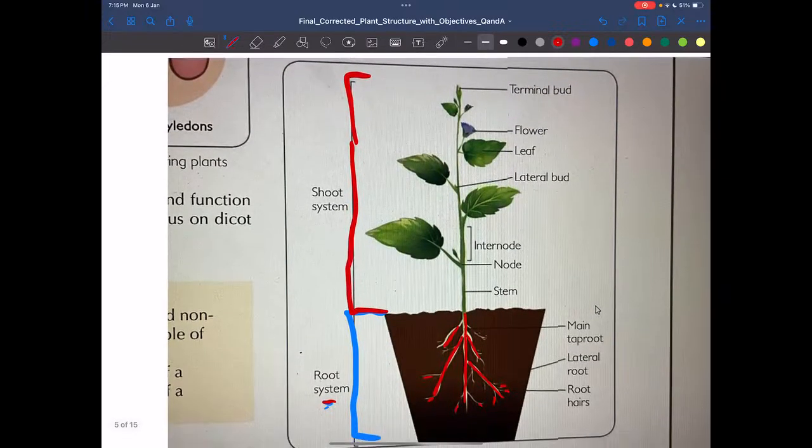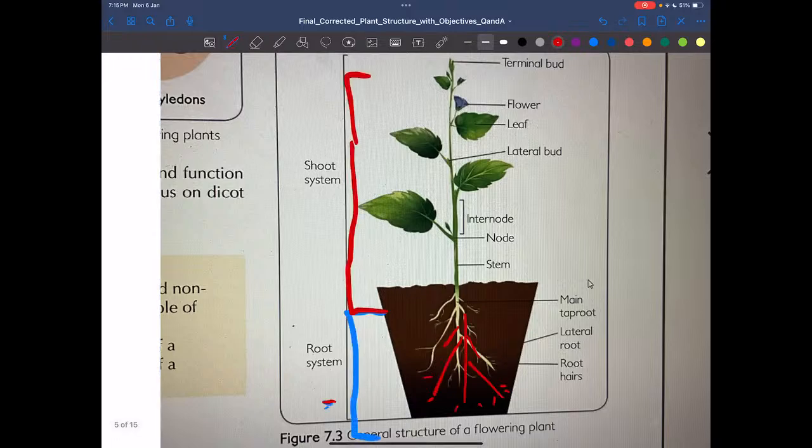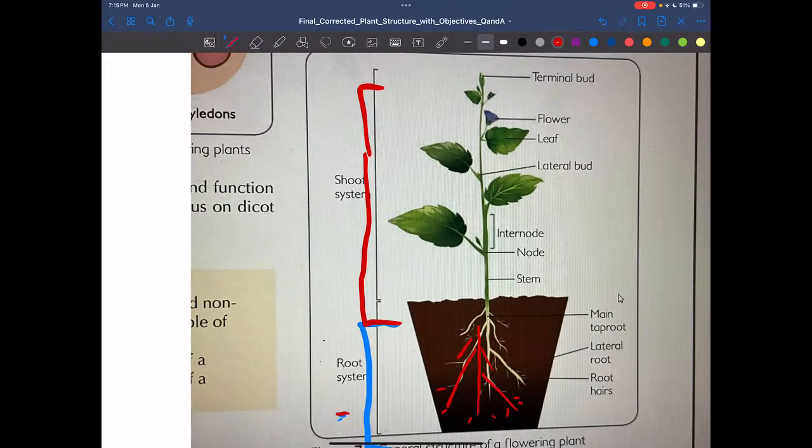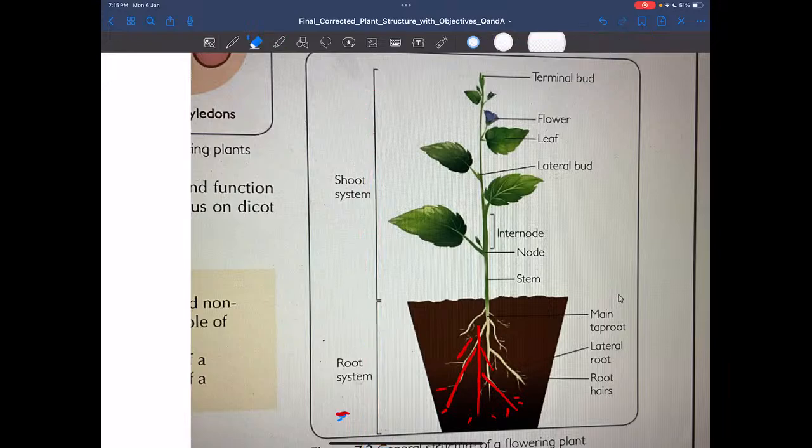Now regarding the shoot system, okay, so also guys, you have to memorize the labeling, okay, so all the labeling we see here, you guys must know it, because they're going to ask you about it. Now if we look at the shoot system, we have the stem. The stem provides of course structure and rigidity for the plant. We also have nodes. What are nodes? Nodes are where leaves or buds stem from.